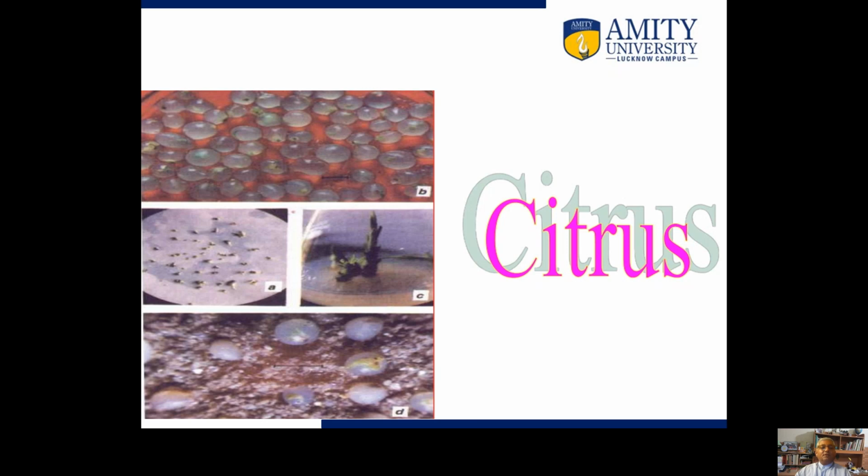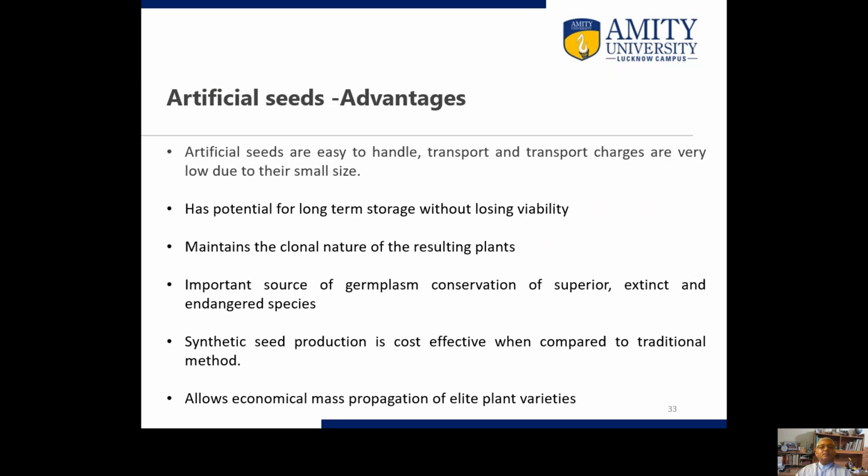Then the citrus, the technology is very, very successful in case of citrus. And what are the basic, major advantages of the synthetic seed over the natural seeds? So the artificial seeds or the synthetic seeds are easy to handle and easy to transport, and transport charges are very low due to the small size and due to the covering of a small space.